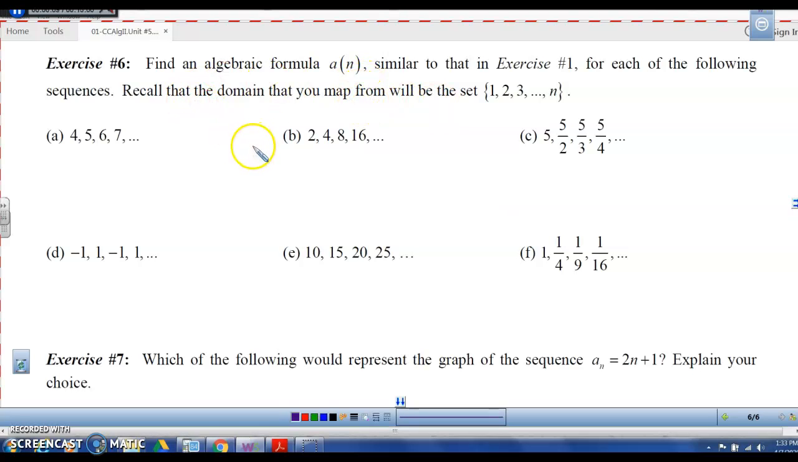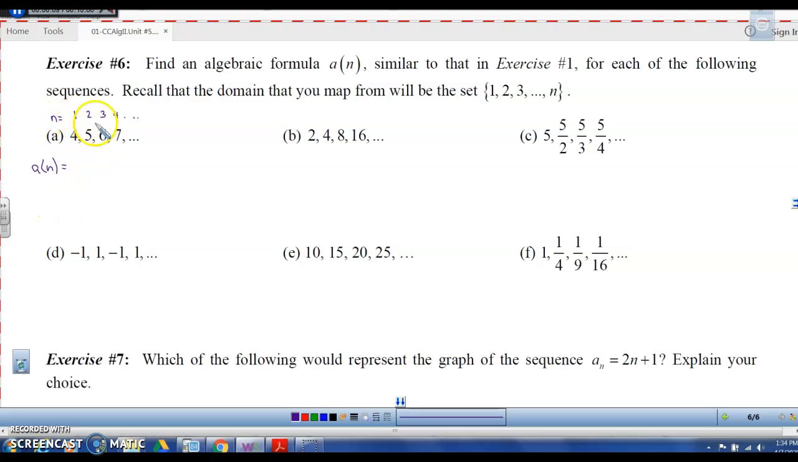Okay, so what we want to look at is what formula, if we plug in an n value, will give us these values. So remember, the n value is the term of the sequence. So the first term is 4, the second term is 5, the third term is 6, and the fourth term is 7, and so on and so forth. So we want to come up with a formula, a of n, that when we plug in n equals this number, we're going to get 4.